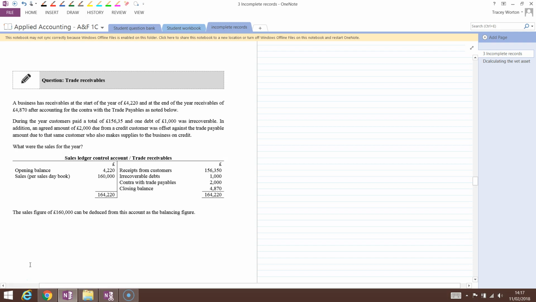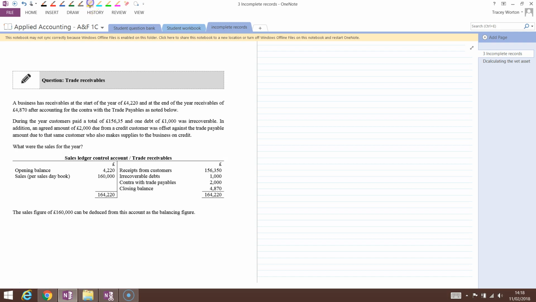So looking at the small example below, we have a business with receivables at the start of the year of 4,220, and at the end of the year the receivables are 4,870, after accounting for a contra with the trade payables as given below. During the year the customers paid a total of 156,350, and there's a debt of 1,000 which is irrecoverable. In addition, an agreed amount of 2,000 which is due from a credit customer was offset against a trade payable amount due to that same customer also being a supplier. So we're after the sales figure for the year.